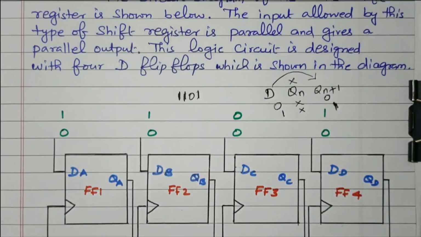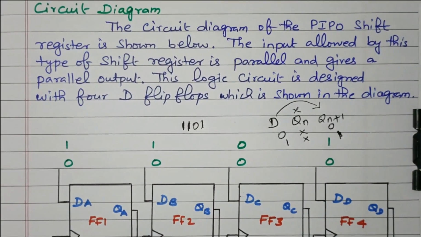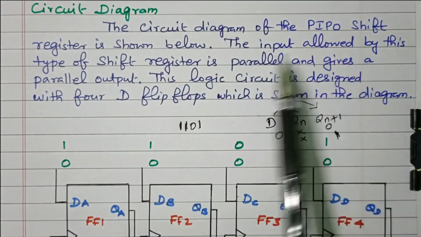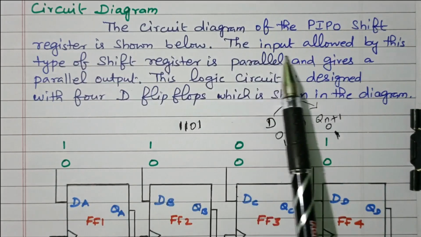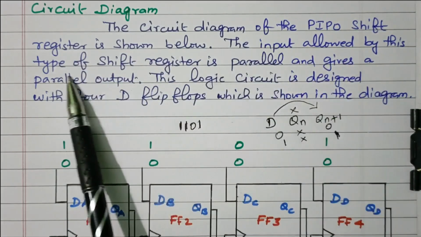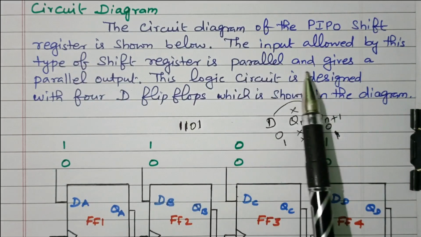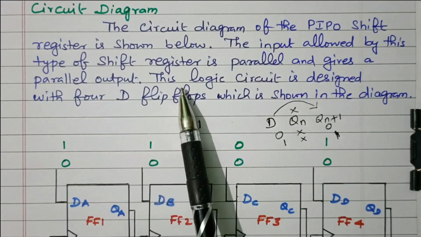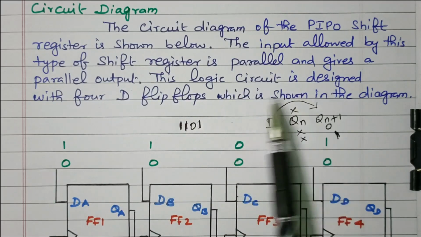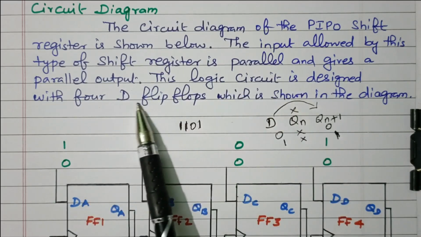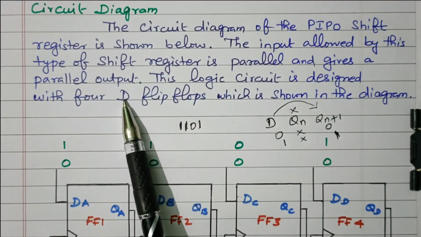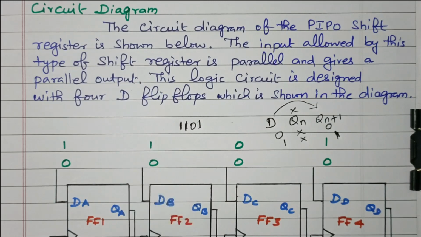I will see the description of this circuit. The circuit diagram of the parallel in, parallel out shift register is shown below. The input allowed by this type of shift register is parallel and it gives parallel output. Input also parallel, output also parallel. This logic circuit is designed with 4 D flip-flops as shown in the diagram. So input and output will be the same. For that we are using the D flip-flop.